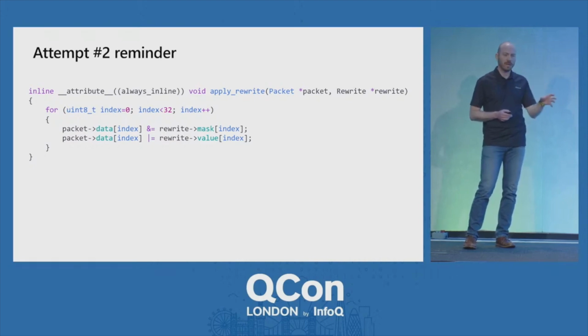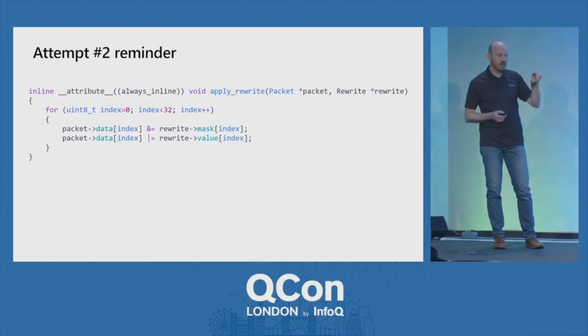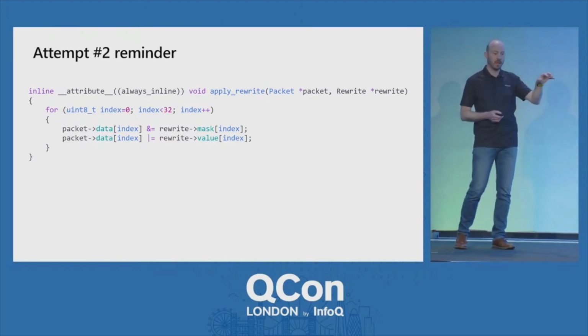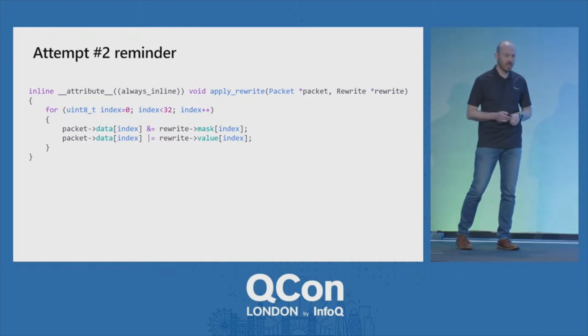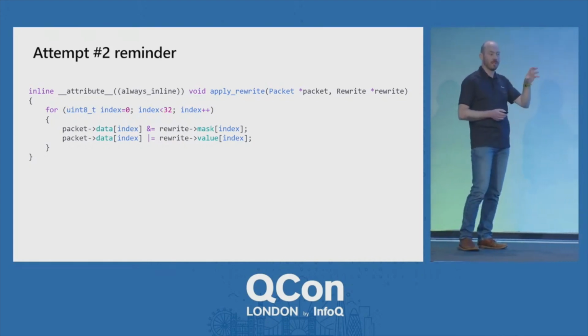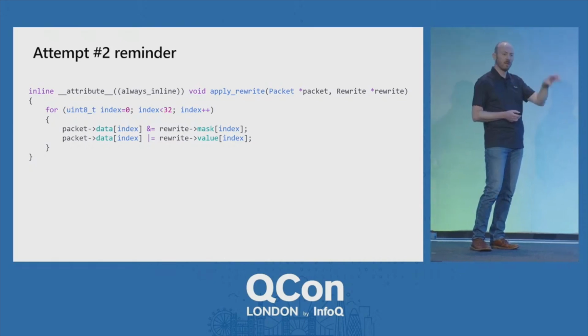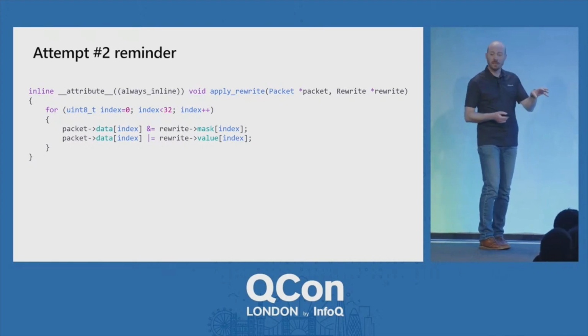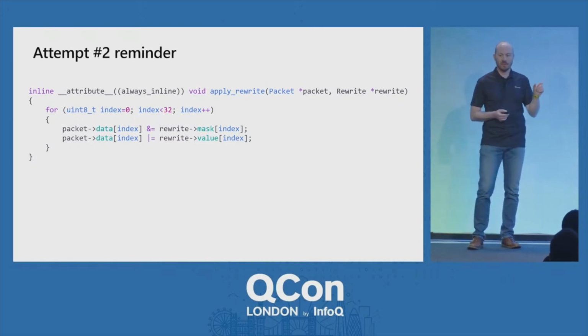But what we're doing here is we're going to loop over all the 32 bytes in the header. For each of those bytes, we're going to AND the data with a mask. So that's going to keep the bits in the header that we want to keep and zero out the ones that we don't want to keep. And then we're going to OR in the bits we want to rewrite. So the bits we want to overwrite on top, we're then going to put those in. And hopefully you can see here that this looks like something we could vectorize. We're looping over lots of different bits of data, and we're performing the same instruction each time.